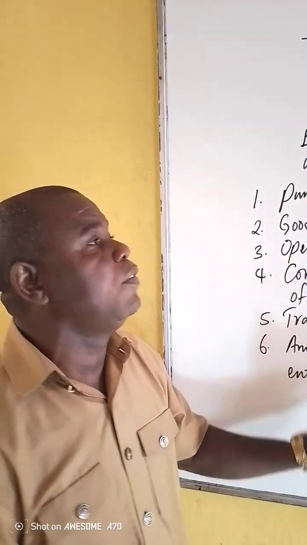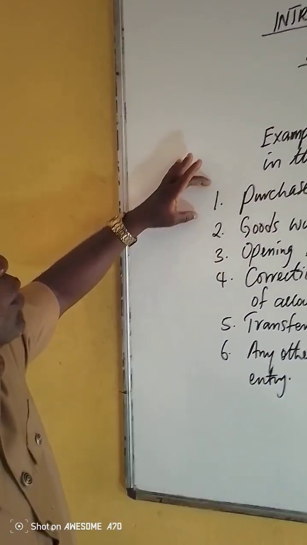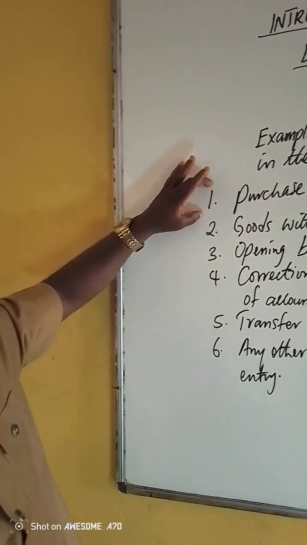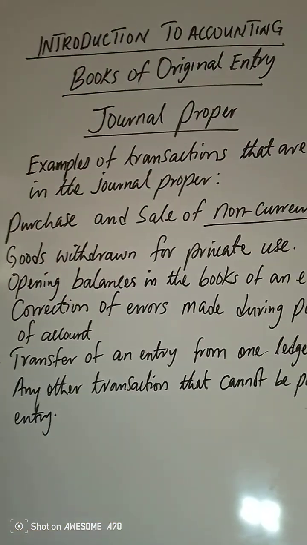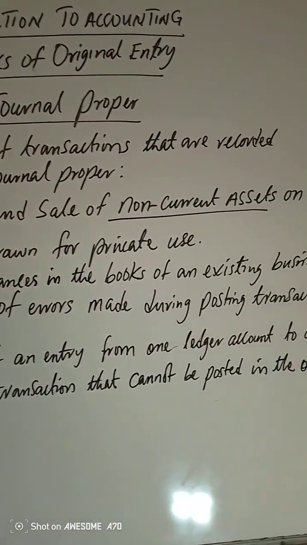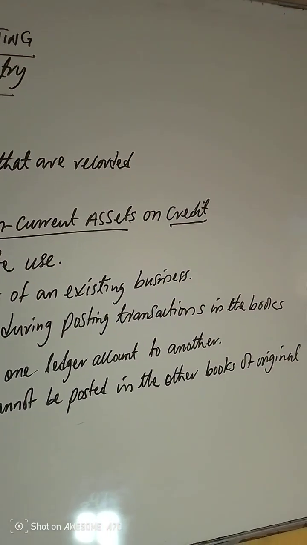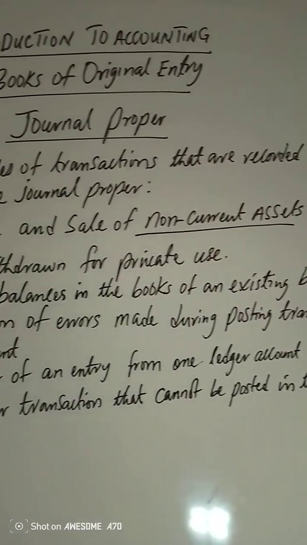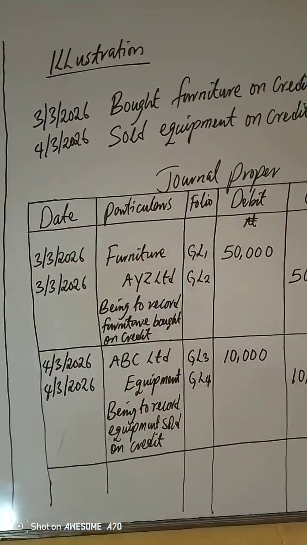Let's see how we can give the example on the first example. We give an illustration on the first example and then record it in the journal proper. Mind you, I promise you that I'm going to treat all these entries, because in the journal proper, most learners do not understand what is happening and the transactions that are supposed to be recorded in the journal proper. So today we are going to start posting into the journal proper via the examples given.